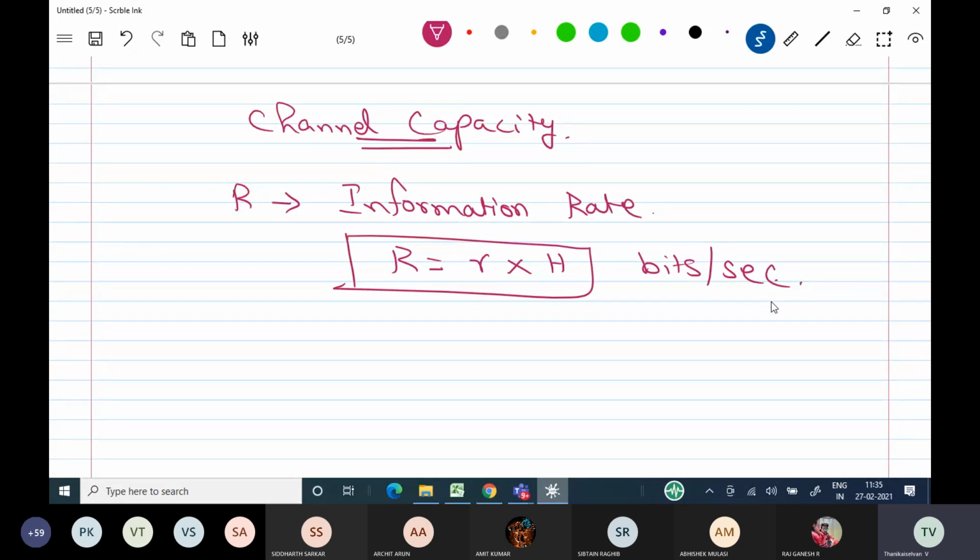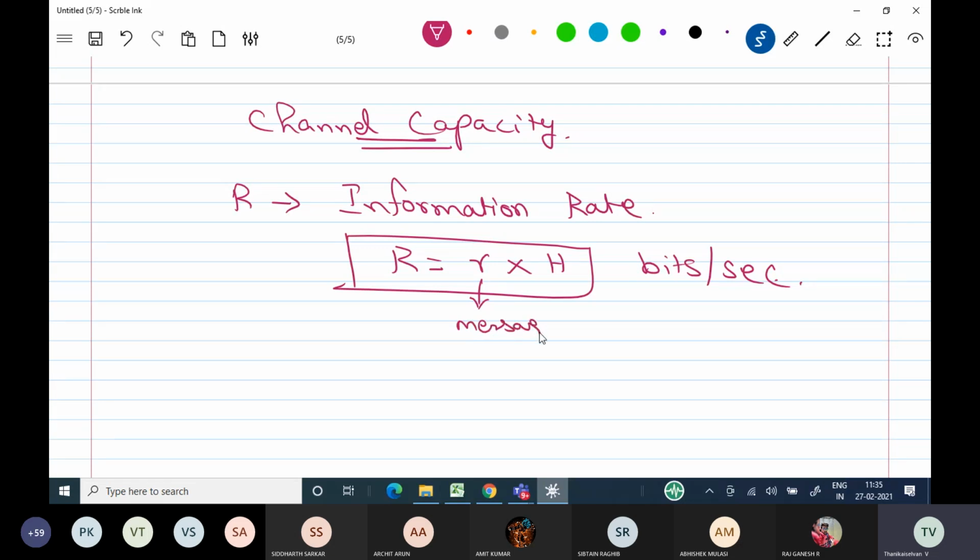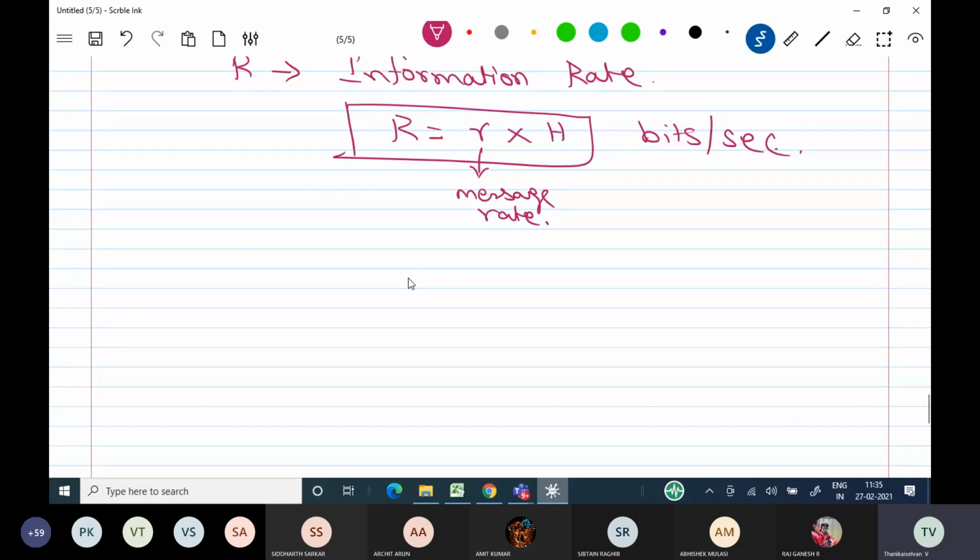What is this small r? That is the next question. Small r is the symbol emission rate, symbol rate actually. That is called message rate. This problem we will see. Just note down this formula. I'll be calculating one capital R in my problem.